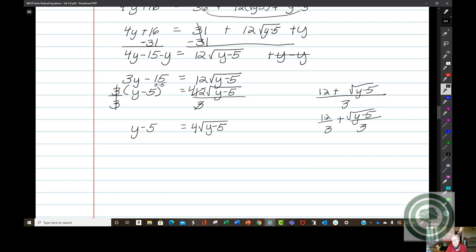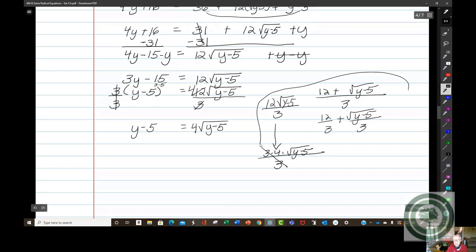But it's not. It's 12 times the square root of y minus 5. So since they're multiplied, what this is, bring an arrow down, 3 times 4 times the square root of y minus 5 over 3. So the 3's cancel. And what I'm left with is 4 times the square root of y minus 5. I see, thank you. You're welcome. I'm glad you're bringing this up. I'm going to leave this here. Little note.